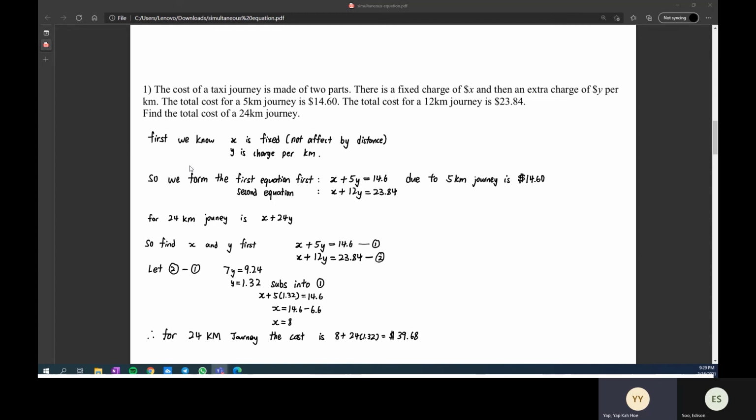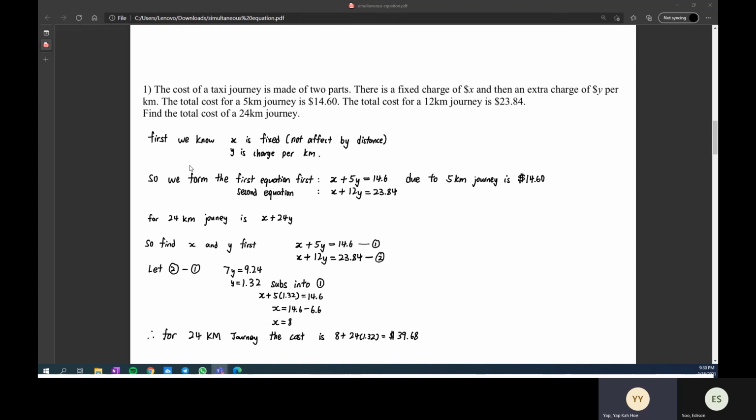So we need to find x and y first. X plus 5y is equal to 14.6, and then x plus 12y is equal to 23.84. So we let the second equation minus the first equation, we will get 7y equals 9.24, and we will get y equals 1.32, and we will sub it into the first equation, and we will get x equals 8. So for the 24-kilometer journey, the cost is 8 plus 24 times 1.32, which is $39.68.